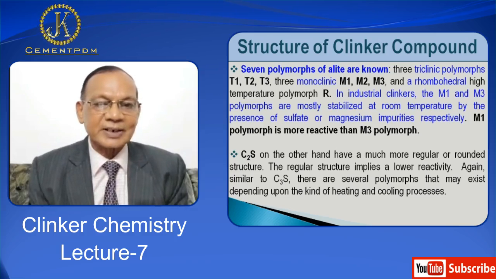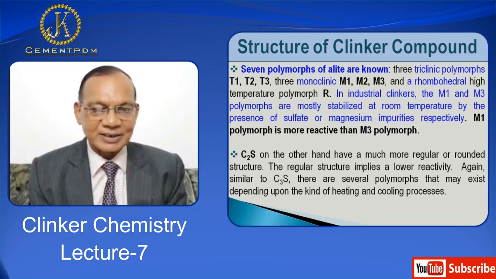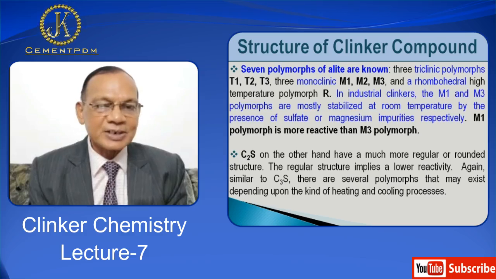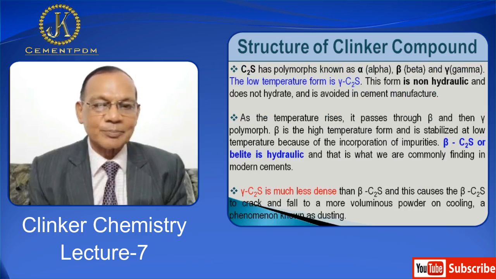The regular structure implies a lower reactivity. Again, similar to C3S, there are several polymorphs that may exist depending upon the kind of heating and cooling processes. C2S has polymorphs known as alpha, beta, and gamma. The low temperature form is gamma C2S. This form is non-hydraulic and does not hydrate and is avoided in cement manufacture.